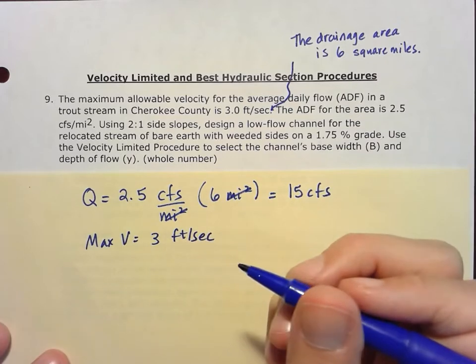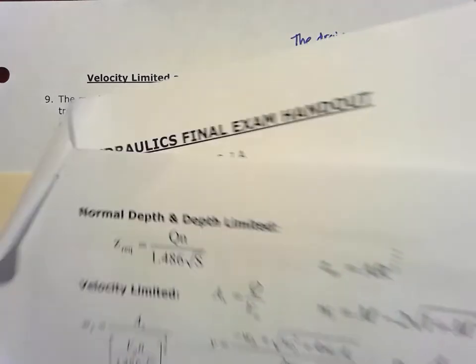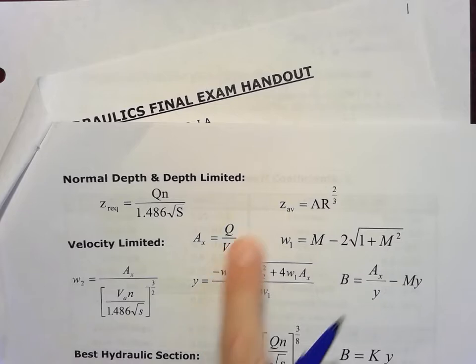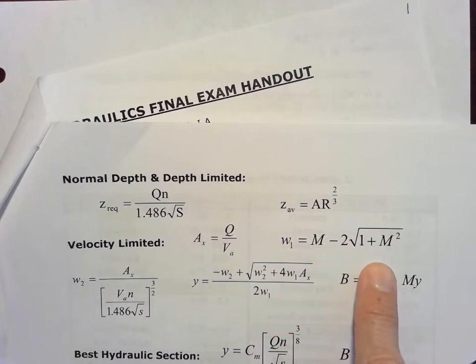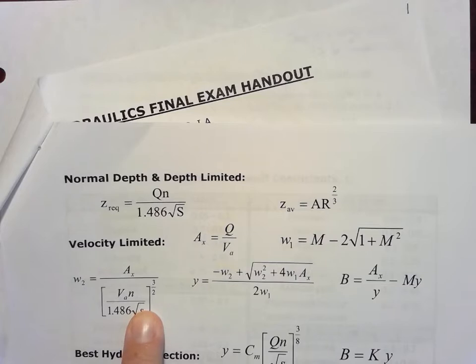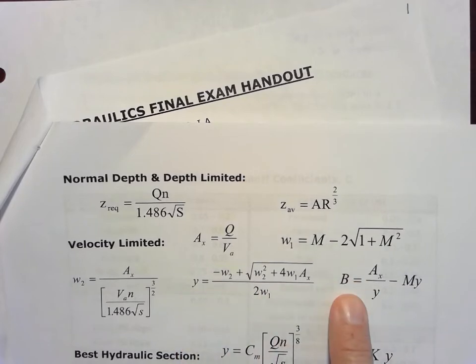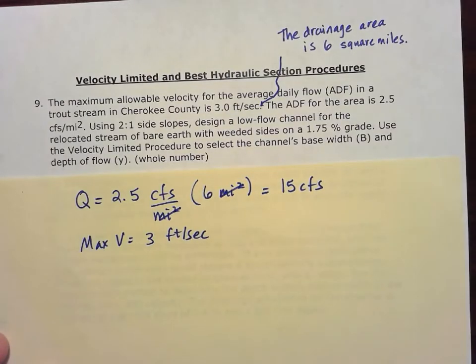So the first thing we're going to do is find that area of interest, and so here are our formulas we'll be using for the velocity limited procedure. We'll find the area just taking the Q over that allowable velocity. We'll find these two terms, W1 based on the geometry of the channel and W2 based on the geometry of the channel and the Manning equation. And then from those two we can put them together into this quadratic equation to find our depth Y and then our base B. So let's go ahead and plug that in.